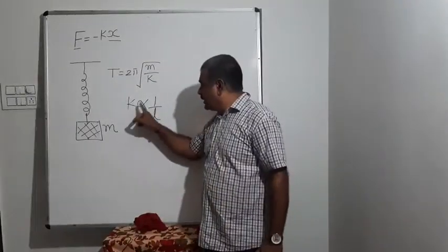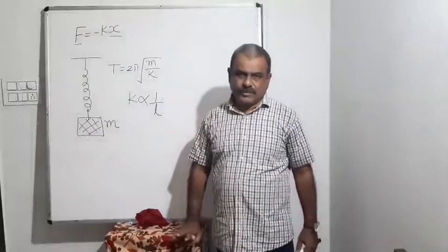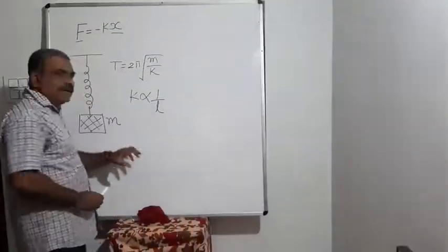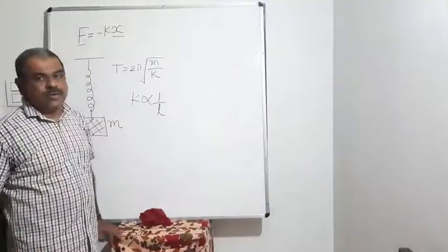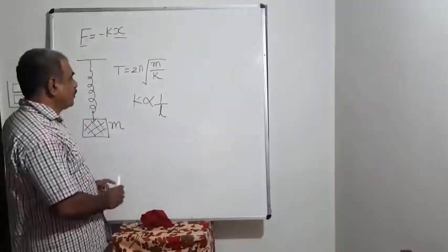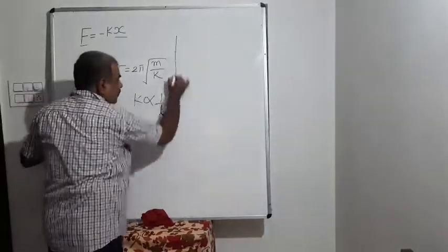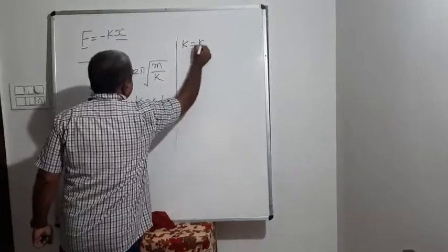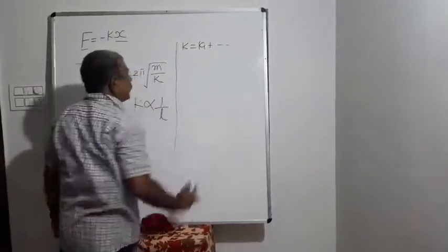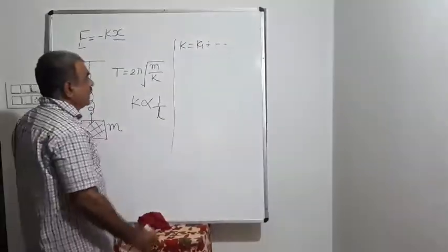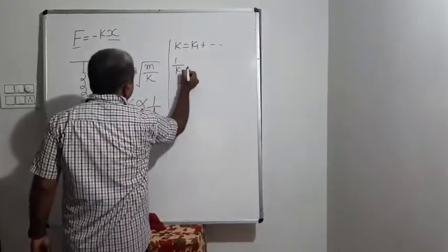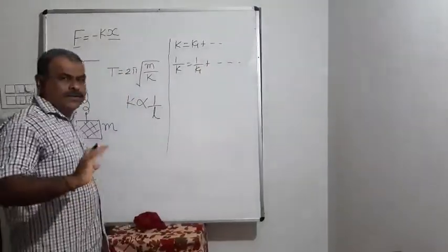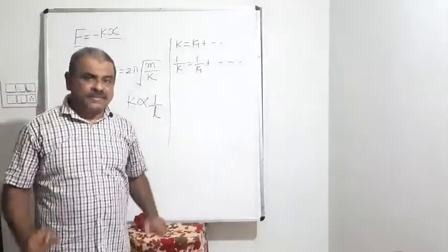And K is inversely proportional to normal length of the spring. Further, from spring series and parallel combination, you are supposed to prepare that when two or more than two springs are in parallel, then equivalent force constant is K1 plus up to so on. And when they are in series, then 1 by K is equal to 1 by K1 plus up to so on.